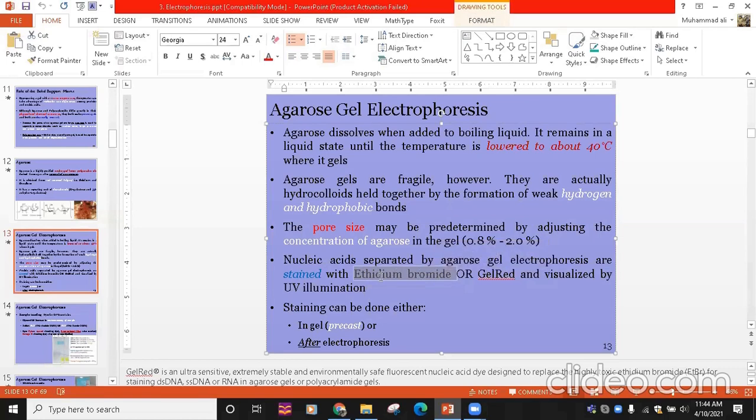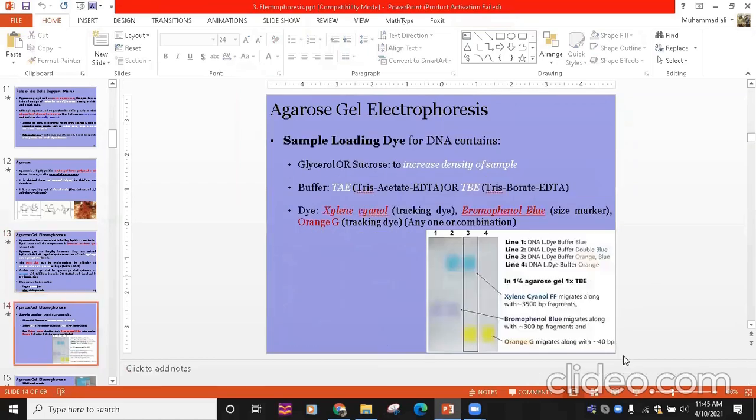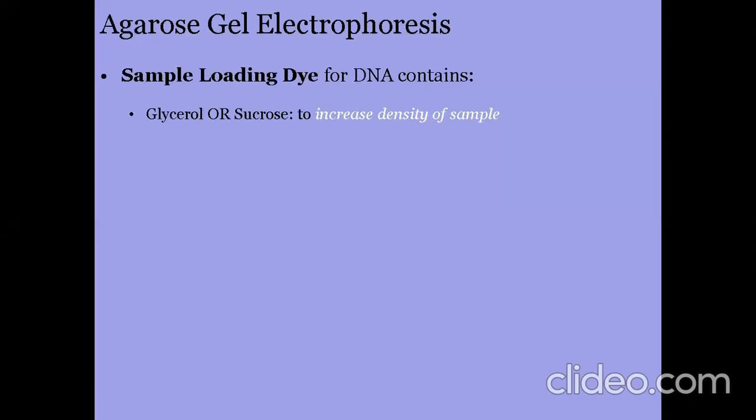So ethidium bromide is a potential carcinogen. Now people are converting toward gel red. Gel red is environmentally safe, and it is equally sensitive. The sensitivity of ethidium bromide and gel red can be compared. They are equally sensitive. They can be used for detection and scanning of double-stranded DNA, single-stranded DNA, RNA in agarose and polyacrylamide gels. So what was next is the sample loading dyes.